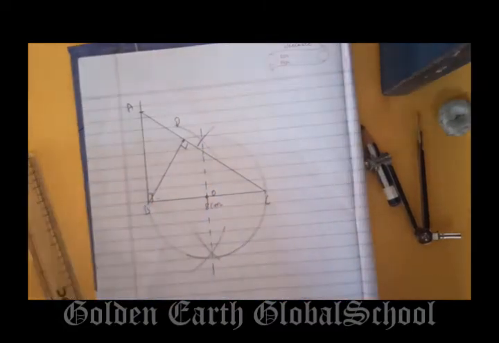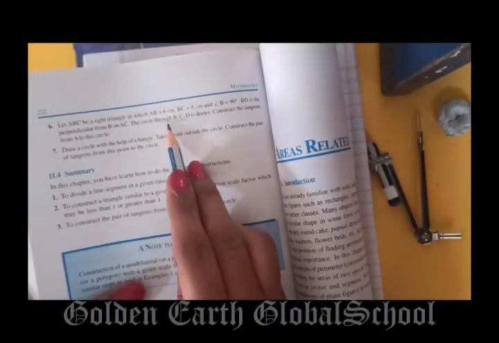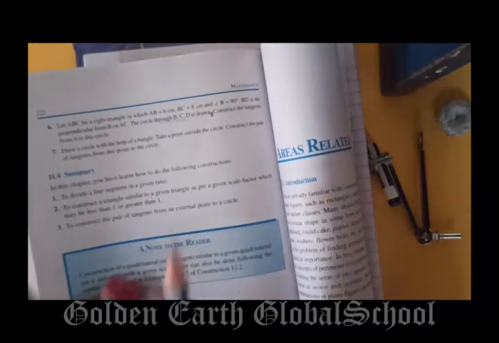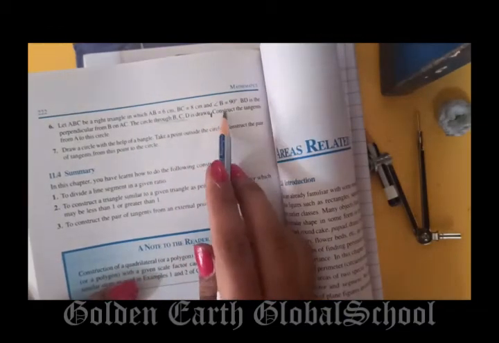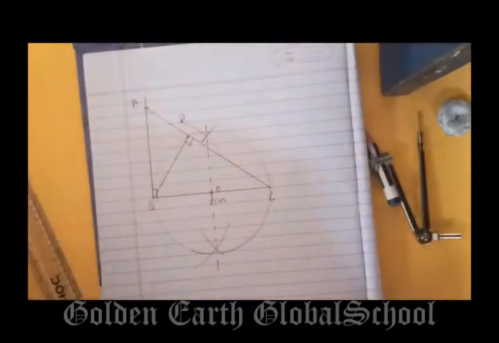So this is your second step. BD is the perpendicular from B on AC. The circle through B, C, D is drawn. Clear? Up to this point our question is finished. Next part is construct the tangents from A to this circle.